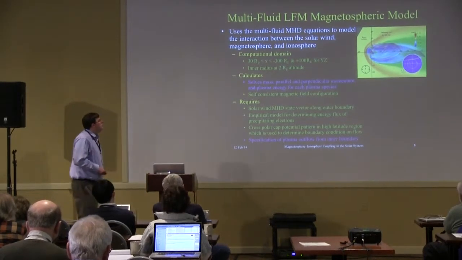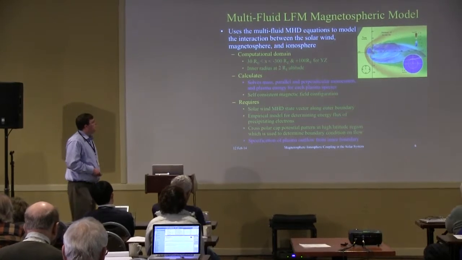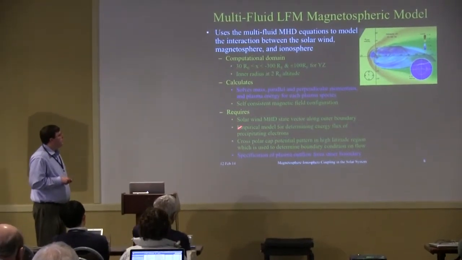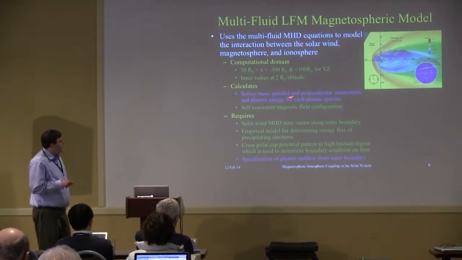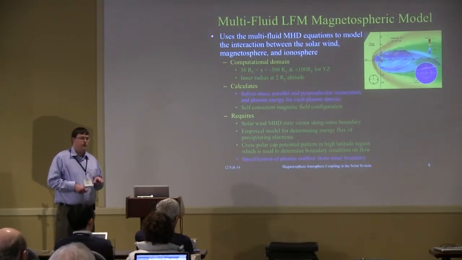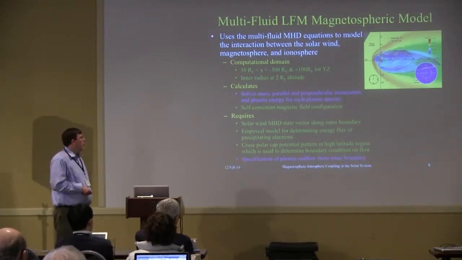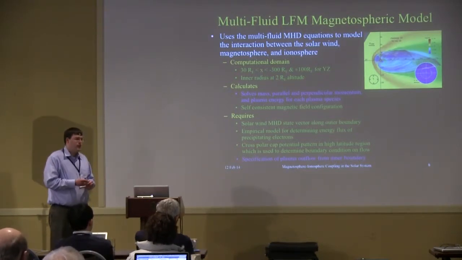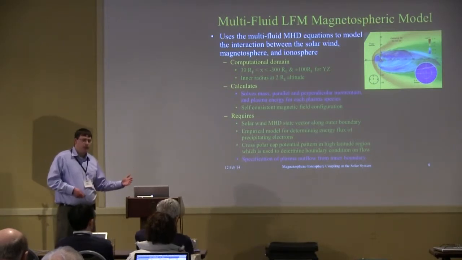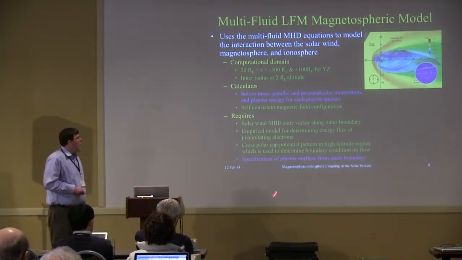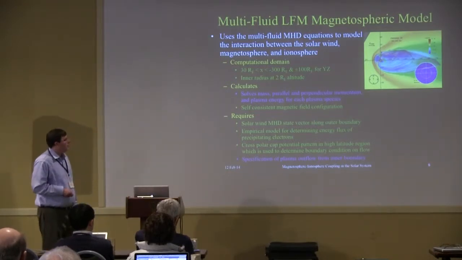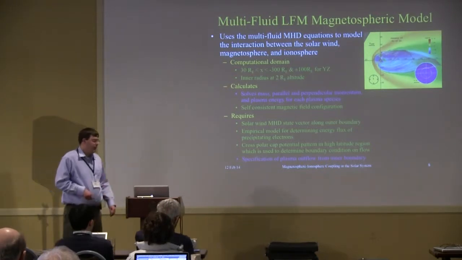So the multi-fluid version of the LFM model, the main difference between it and the standard LFM model is that it solves mass, parallel and perpendicular momentum, and energy conservation equations for each plasma species individually. And these equations are such that the plasma species move together perpendicular to the field, and they move independently parallel to the field. And then in addition to all the normal requirements for setting up an MHD model, you need some specification of the plasma outflow at the inner boundary.